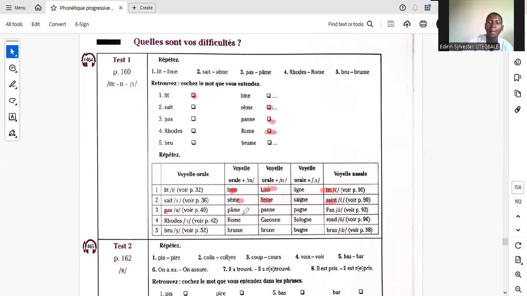We have pa, pam, pan, vowel plus n plus m, pagne, that's nyon. Then we have pon, an, becoming nasal. So you can go back to the nasal vowels video. You see quite a lot of examples on that. So with this, we want to look at the second test now to ensure that we grasp as much as possible all that is required in this section.